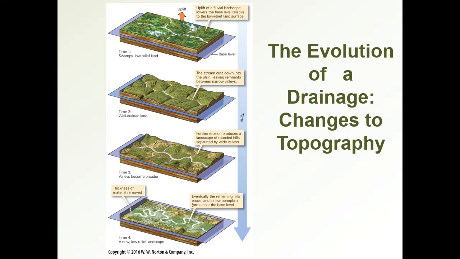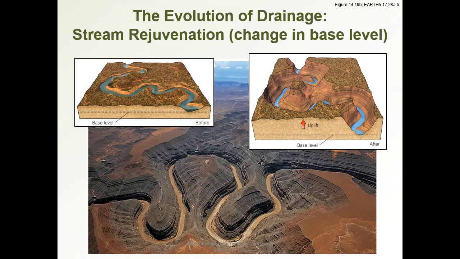We can also do this with evolution across the length of the stream. So if we have a stream that's already established and we have a change in base level, we can have a process called stream rejuvenation. So this means that we've already established our stream. It's done its erosion. It's just following its path. If base level suddenly changes through something like uplift, so that means the base level is dropped, this stream is somewhat stuck in this path, but it now has all kinds of energy, so it'll start down cutting.